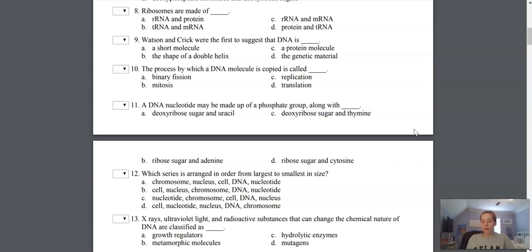And again, remember that they used Rosalind Franklin's work. Don't forget her, because everyone wants to forget her, and she's important. Okay, so 9 is B. 10, the process by which a DNA molecule is copied is called, okay, C, replication.